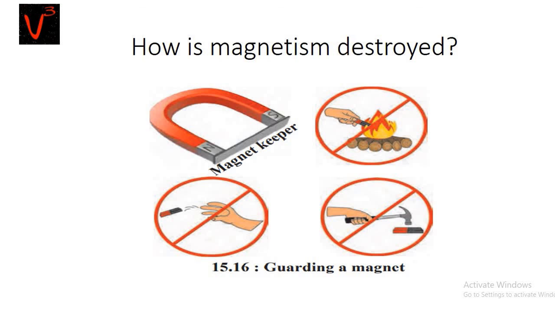Up till now, we learned how we can create magnetism. But magnetism can be destroyed also. So how are we going to protect it? Let's see that. Magnetism gets destroyed when a magnet is heated, thrown, knocked about or broken into pieces. Therefore, it is important to store magnets carefully.